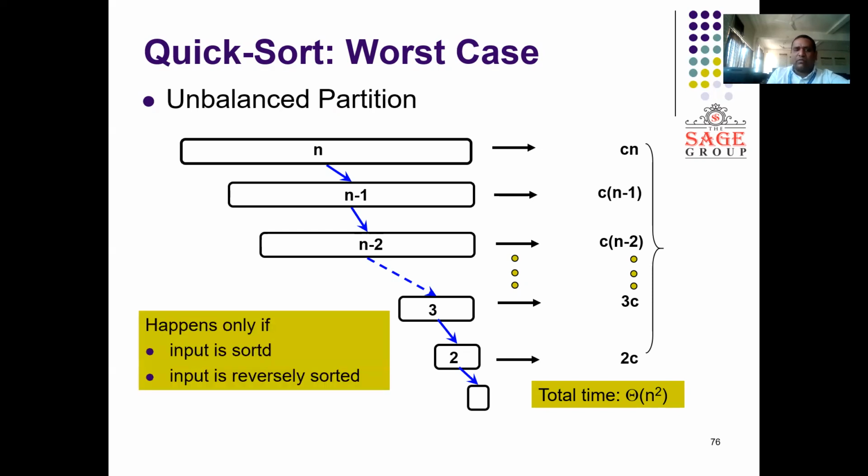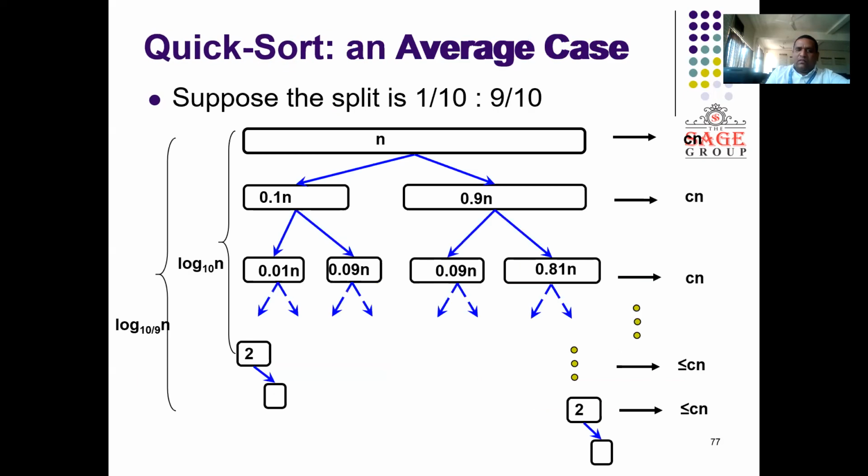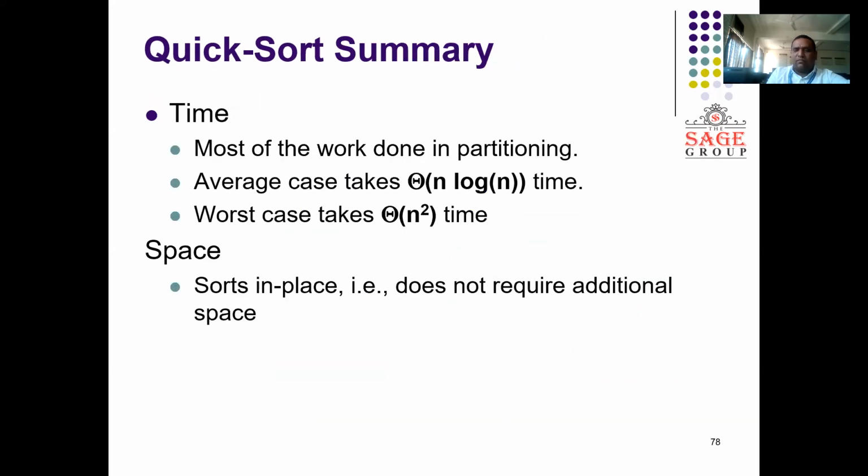In the worst case, there are two cases. This is a summary of QuickSort. Most of the work is done in partition. The average case takes order of n log n time, and the worst case takes order of n square. But the important thing is the space complexity, which does not require additional space of n or n by 2 size or anything. Then this is internal sorting, and the space complexity of QuickSort is only constant, meaning only constant space is required for the algorithm. This is QuickSort. Thank you for watching.